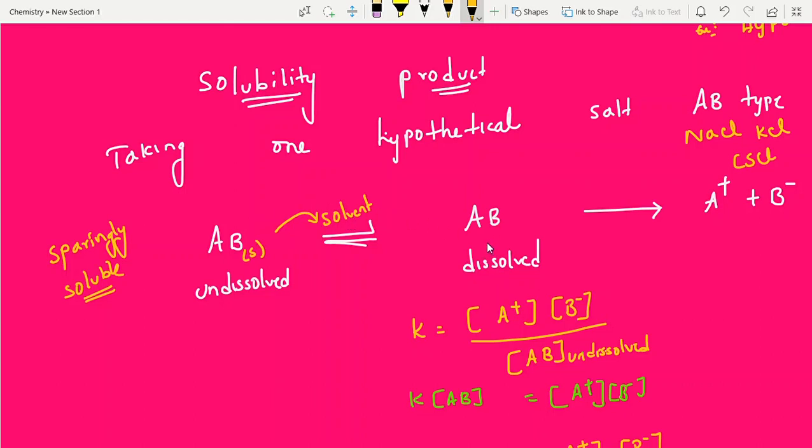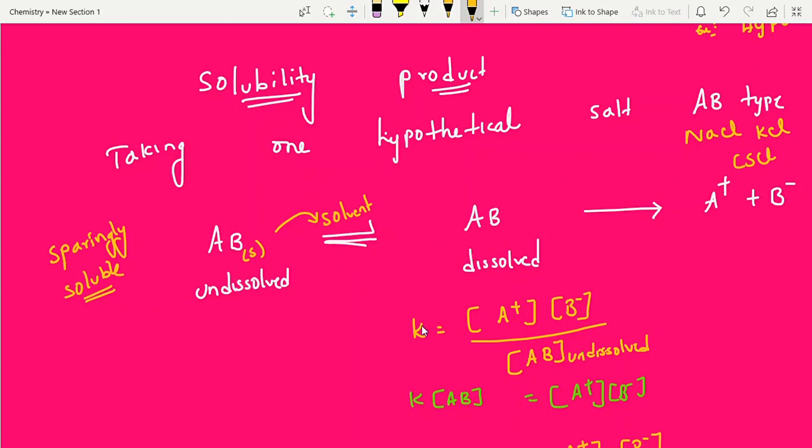Some salt dissolves, right? It is sparingly soluble, so sparingly soluble means definitely it can dissolve to some extent. Once it dissolves, it can't sit like this. Immediately it dissociates into ions, A plus and B minus. Whatever soluble salt is there, it comes in ionic form, and the undissolved part is in equilibrium, again dissolving, again coming to the condition.